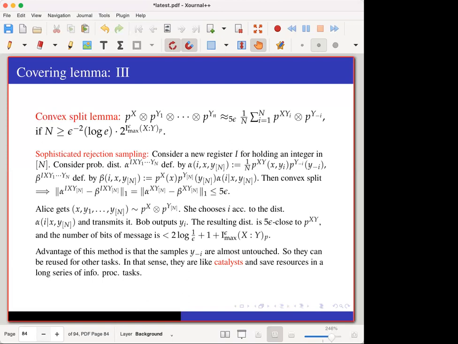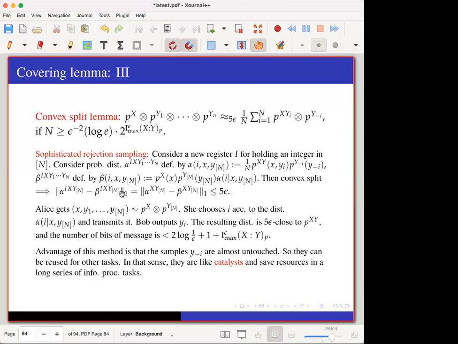Anyway, we should give credit to Polkov, but he only proved the IID lemma, whereas the convex split implies the one-shot. Okay. And today we are even going to prove one in concentration. So we are going to seal the deal hopefully by the end of this lecture.